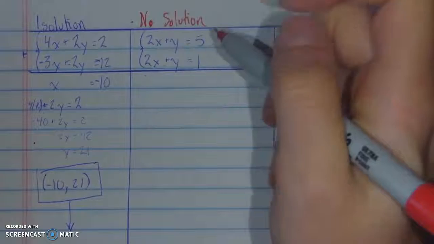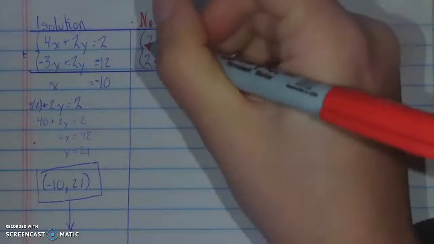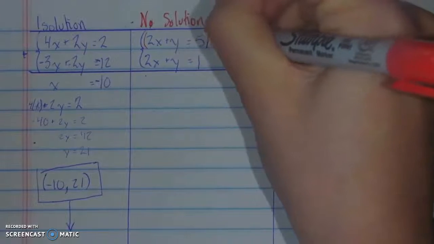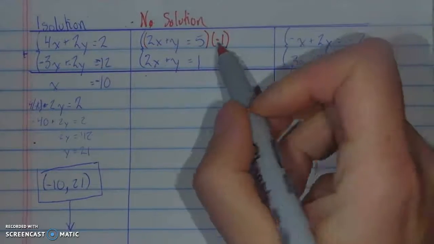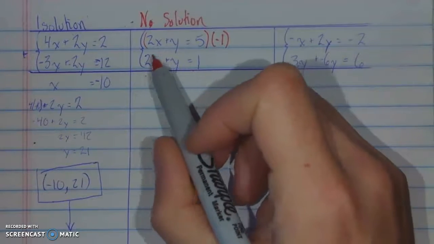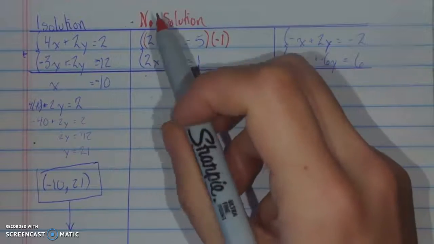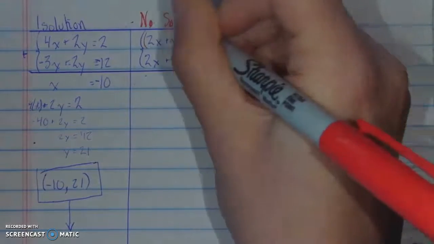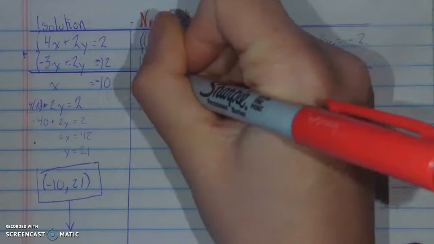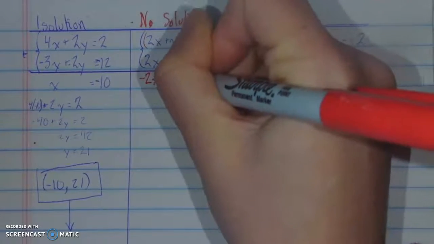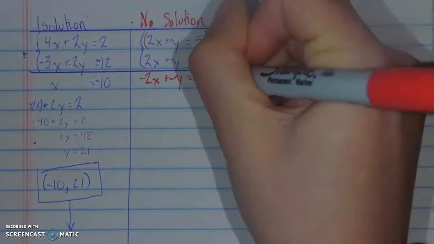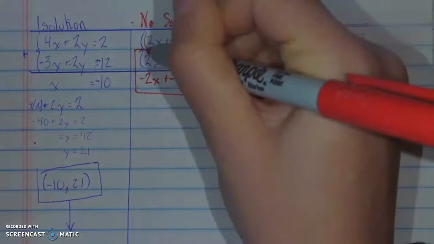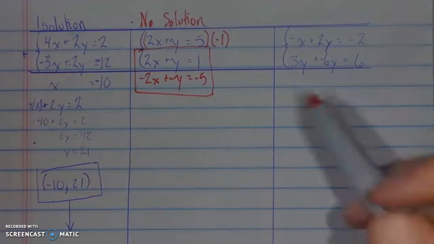So if I tried to use linear combination, I'd want to multiply one of these equations by -1. And I'm just going to do that with my first one. The reason I want to multiply it by -1 is I want one of my variables to cancel. So if I want to cancel out my x, I'd need this to be a -2x instead of positive. So I'm going to distribute that negative, and this is going to give me -2x plus -y is equal to -5. And now I can add these two equations to find my solution.